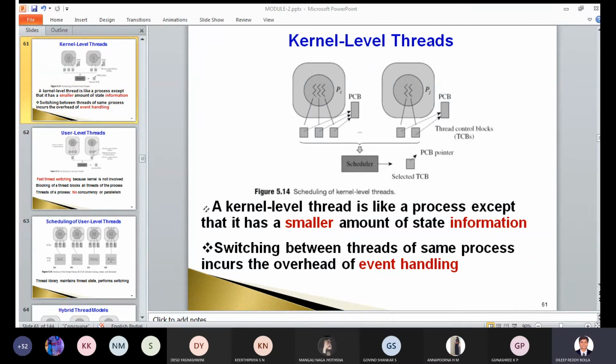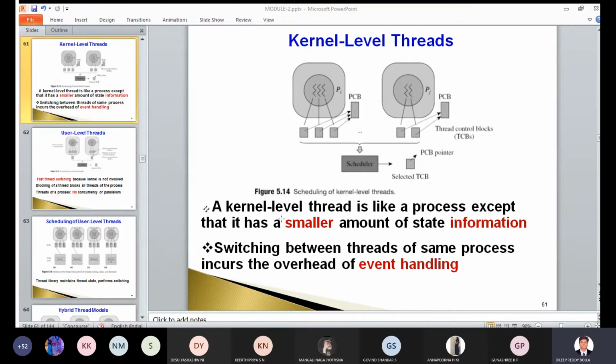You can keep the heading: working of kernel level threads, as per this block diagram I'm talking about. Please make a note of that. Let us see it one by one.